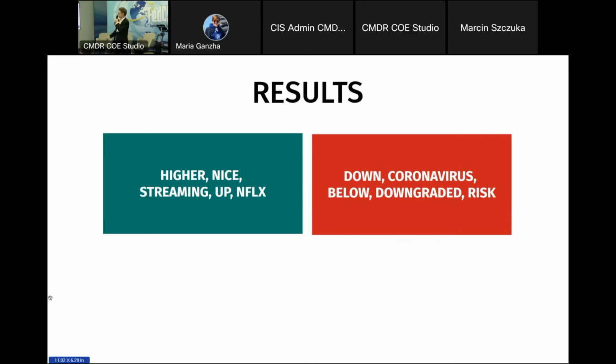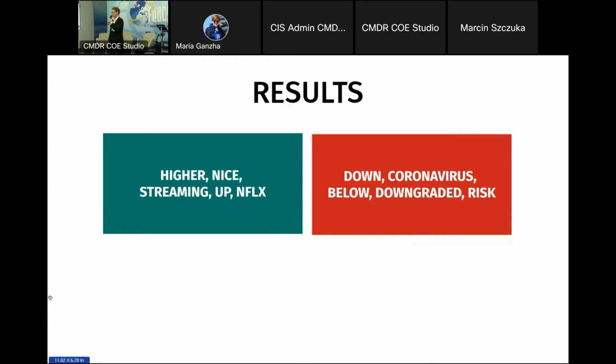But here we can see that, for example, some of the top 75 positive words were higher, nice, streaming, up, and quite surprisingly, Netflix in the context of Disney, while they're basically competitors. The mention of Netflix actually was more correlated with a price increase. And then for the negative words, there were words like down, coronavirus, below, downgraded, risk. These are pretty obvious.